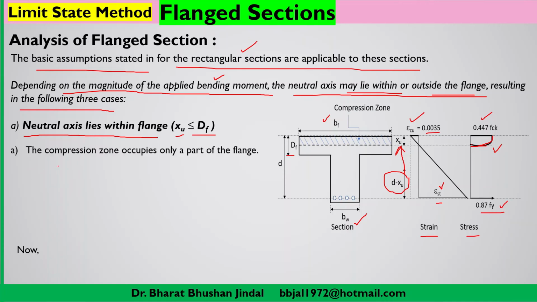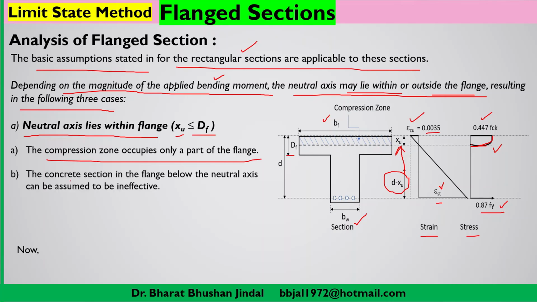Now in the first case, as we have discussed, you will be able to understand here that the compression zone occupies only a part of the flange. So only this shaded portion will be taking the compressive stresses, and below that it will not take any compressive stresses. That means we will be ignoring this portion. And as we have discussed, the concrete section in the flange below the neutral axis, no doubt there is concrete, but we will be ignoring this portion to take any type of compressive stresses. And the steel will be taking care of the tensile stresses.